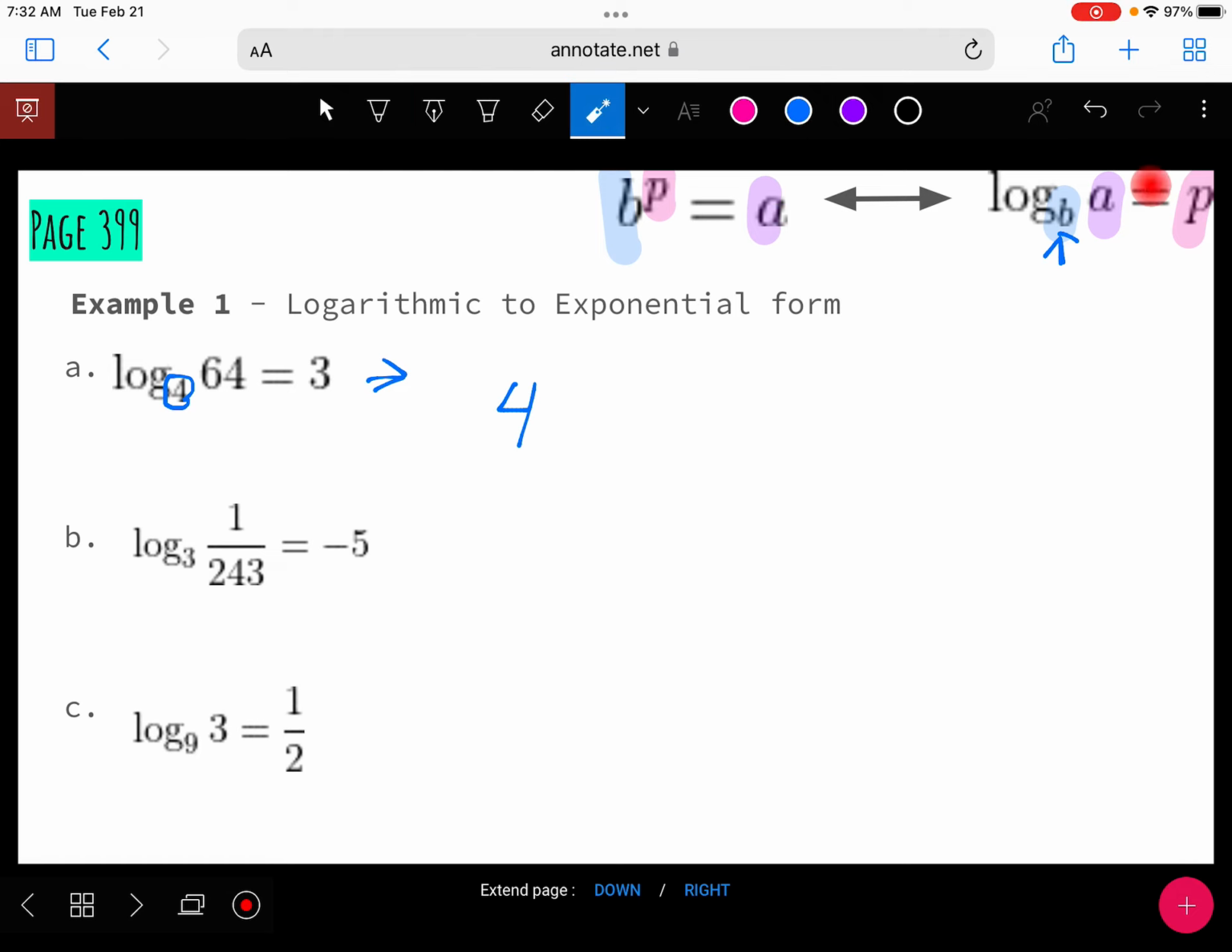Looking between here and here. My power, so the exponent on the 4, is whatever the log equals. 3. And that's going to equal the argument, which here is 64. So log base 4 of 64 is 3. All that means is 4 to the what is 64? 4 cubed is 64.